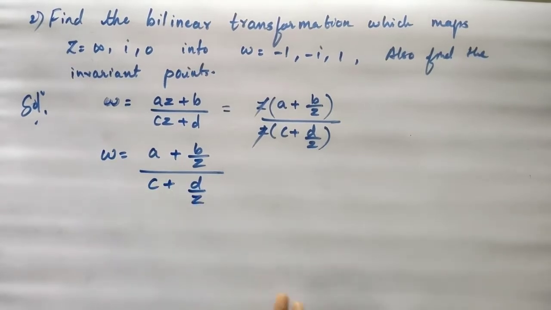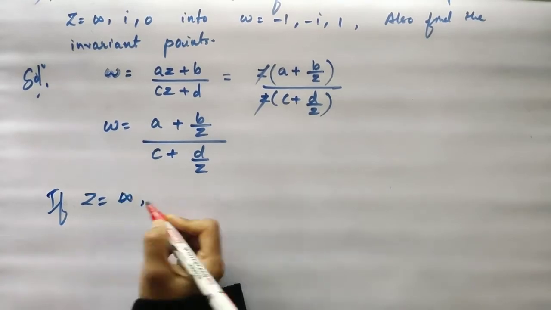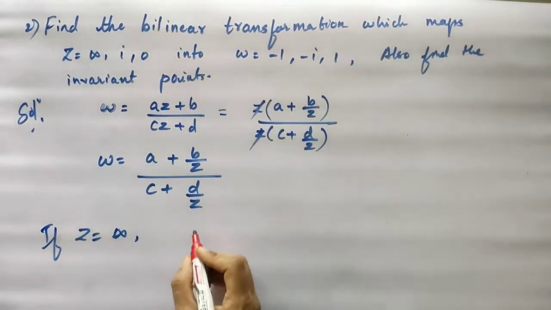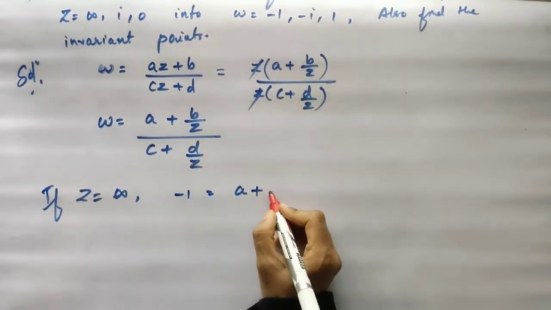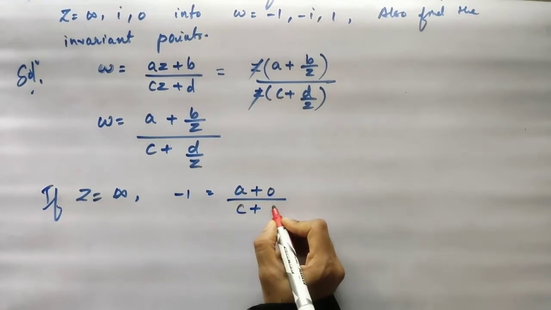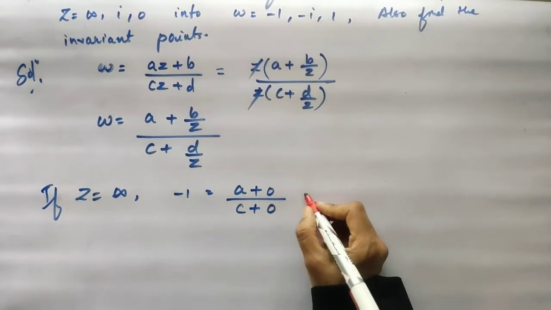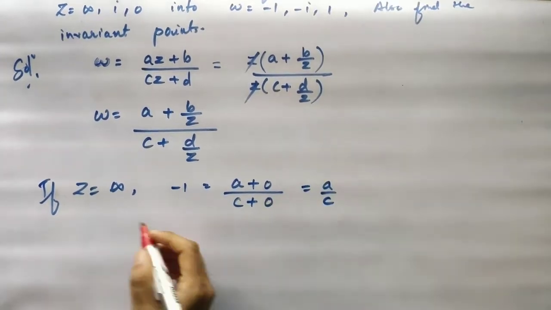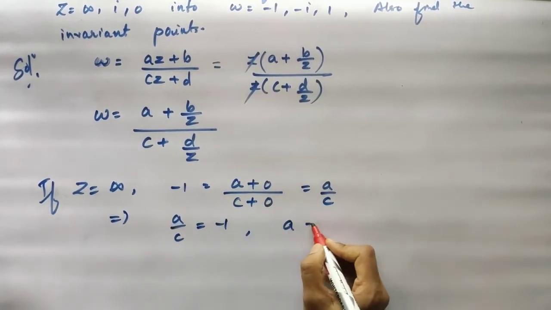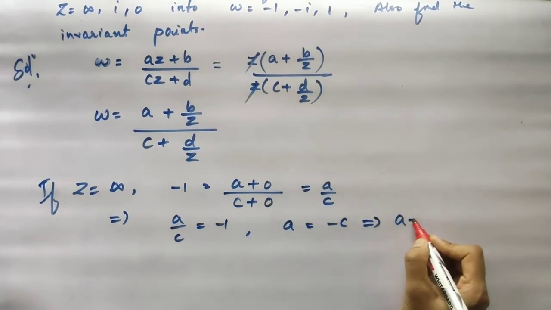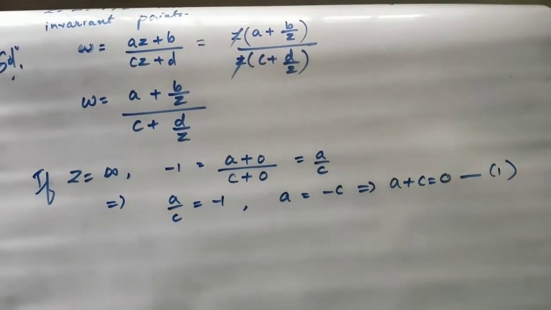Now in this you put z as infinity. If z equals infinity, you have w equal to -1. So -1 is equal to (a + b/infinity, which is 0) divided by (c + d/infinity, which is again 0). So you have a by c. Further simplifying, a by c is equal to -1, or a is equal to -c, or a + c = 0. Call this equation 1. I hope that is clear to you.